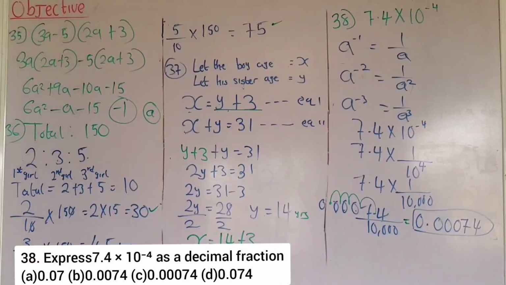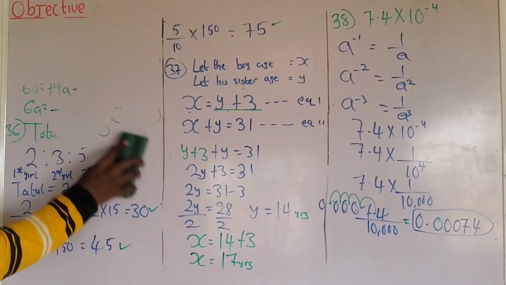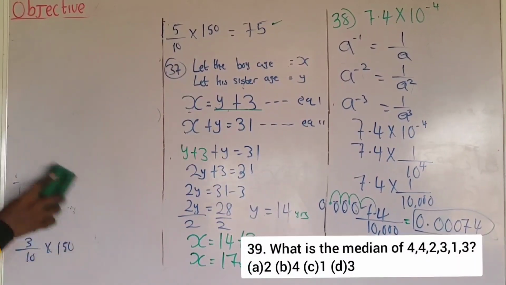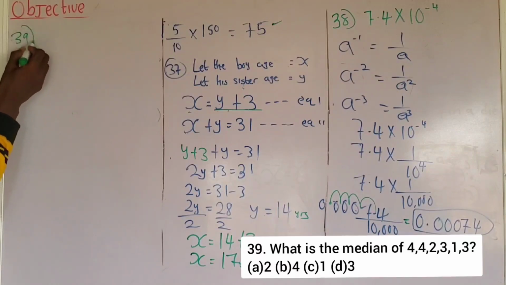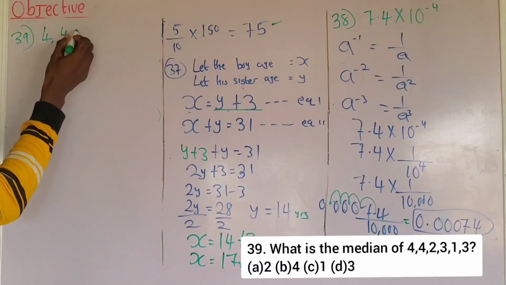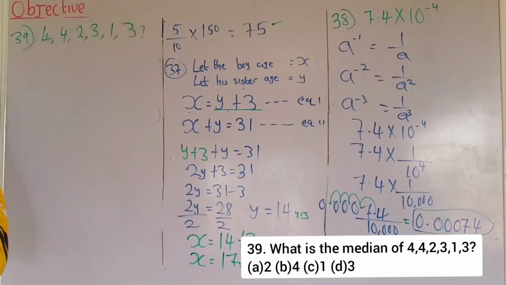Now, for the next question, question 39. For question 39, we have: what is the median of 4, 2, 3, 1, 3? Now, don't forget, median is the middle number when you arrange all the data set in ascending order.